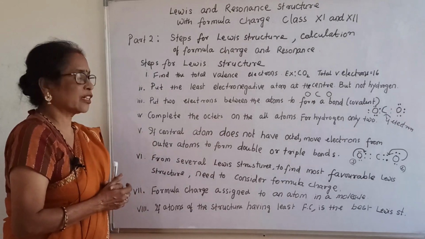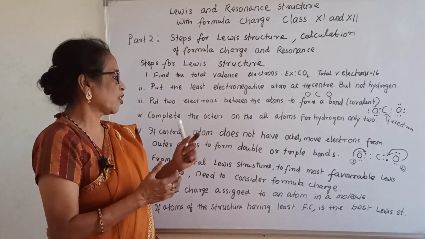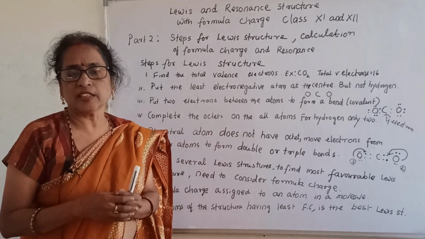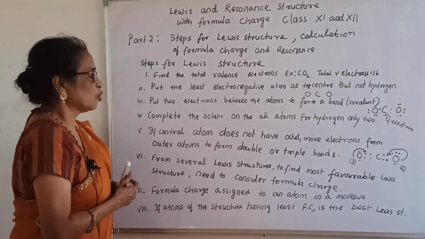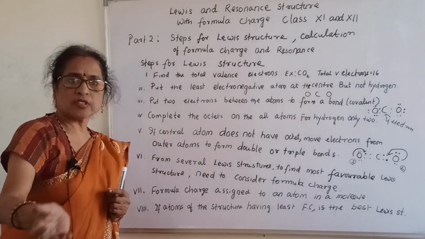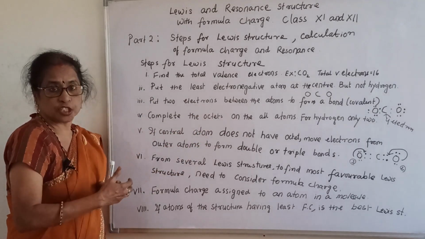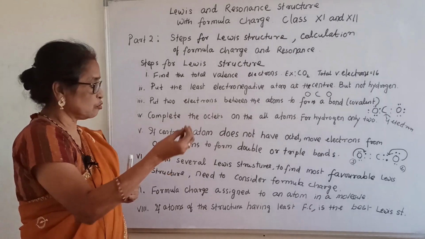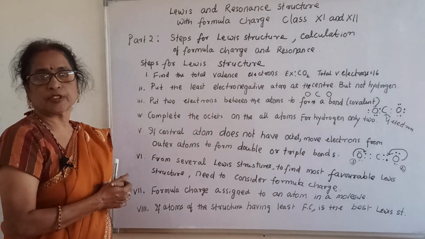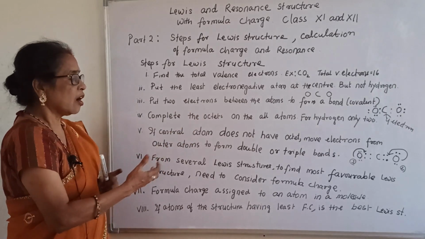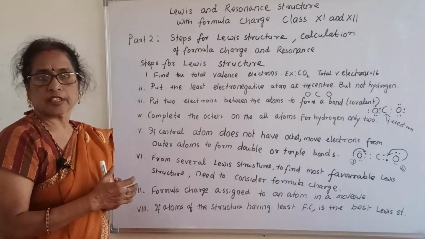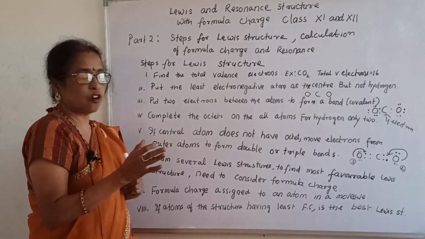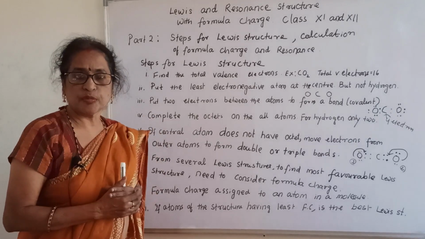And if the central atom does not have an octet, when you arrange the electrons, if you see the central atom does not have an octet, then what to do? Move the electrons from the outer side atom, here oxygen, towards the center and try to form a double or triple bond. Now the octet rule is followed, and the structure is completed.